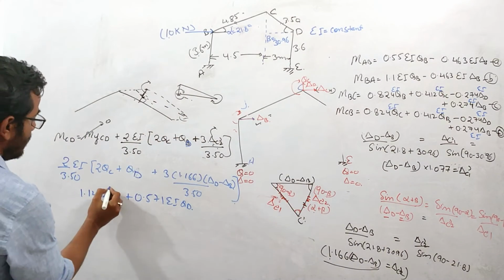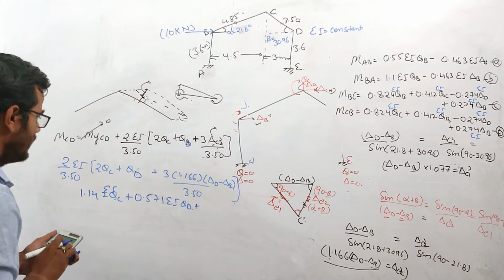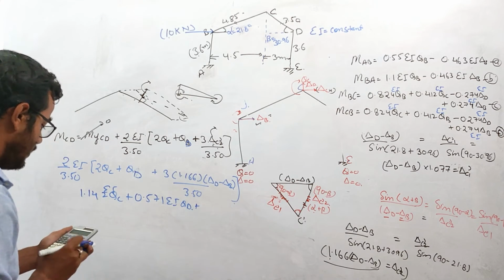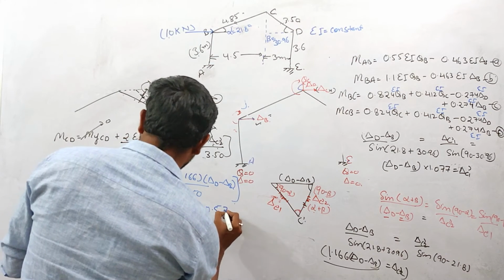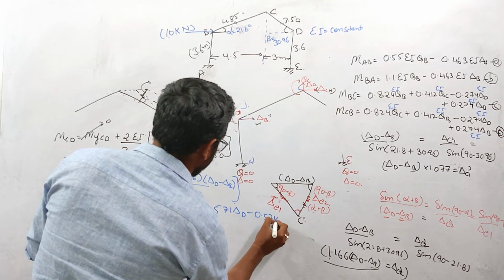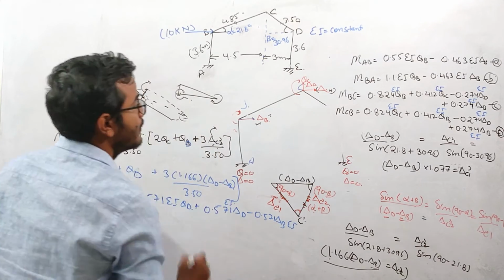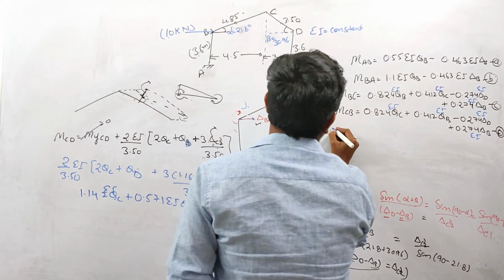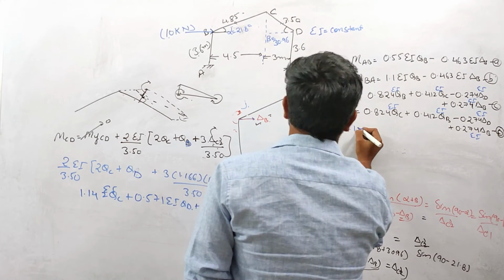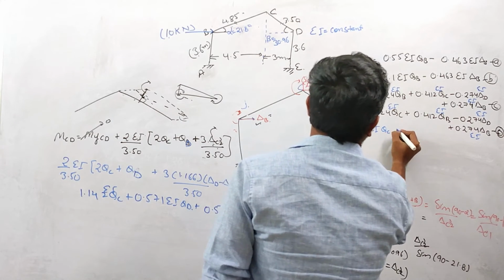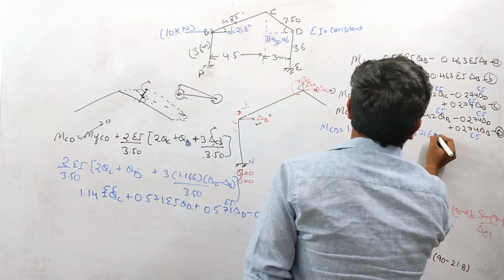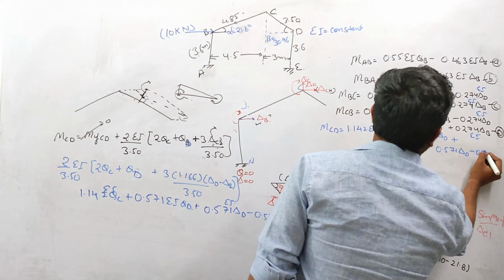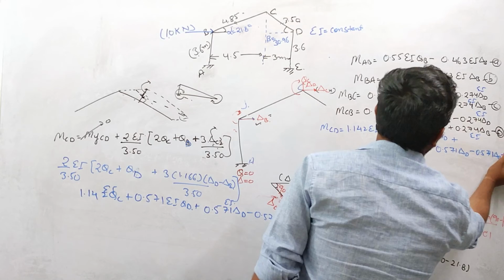Right? So this is nothing but plus 3 into 2 into 1.166 divided by 3.5 square. This value is 0.571 delta D minus 0.571 delta B EI. Right? So MCD will be equals to 1.142 EI theta C plus 0.571 EI theta D plus 0.571 delta D minus 0.571 delta B. So this is equation number E.